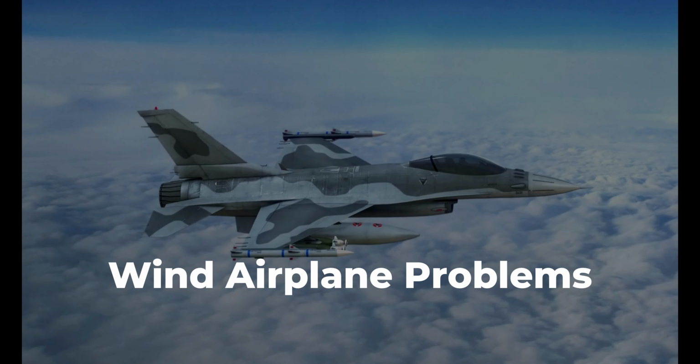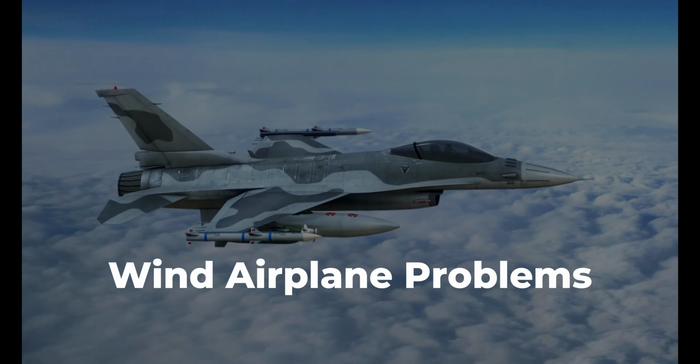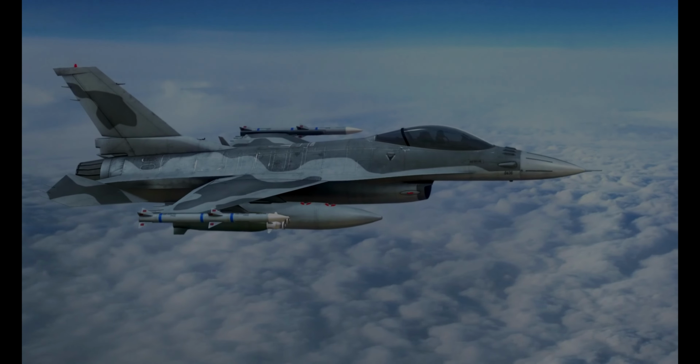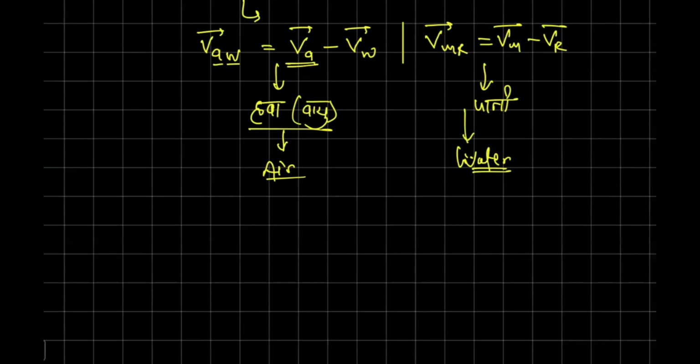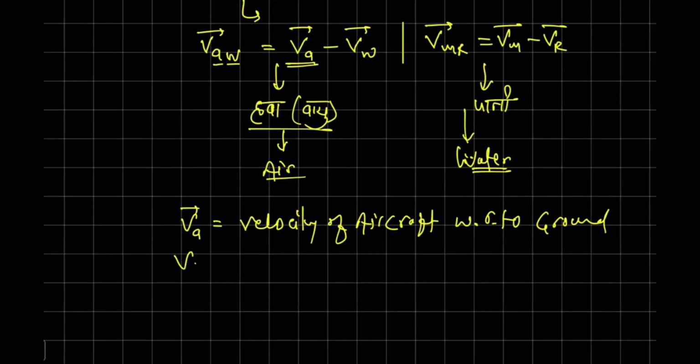Wind airplane problem. So it is also similar to a river problem. So here we'll take A is for aircraft, W is for wind. So I can say the velocity of aircraft with respect to wind is equals to velocity of aircraft minus velocity of wind. So VA vector is what? Velocity of aircraft with respect to ground, and VW is velocity of wind only.